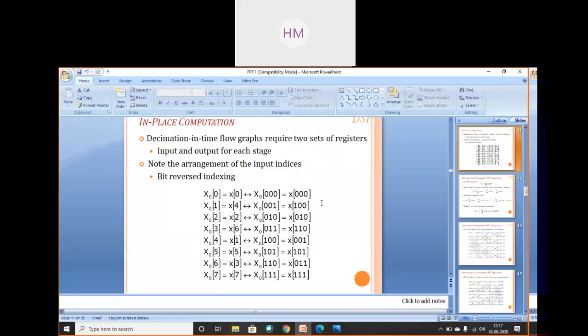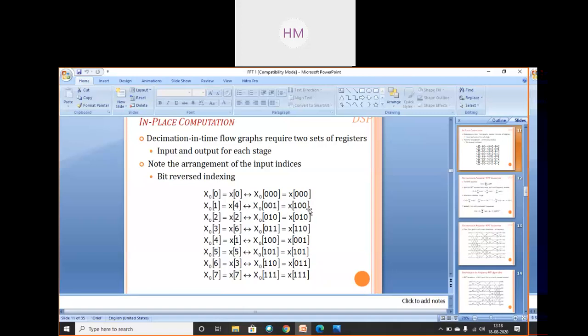Also, you can see the decimation in time flow graph requires two sets of registers, input and output, for each stage. We have 3 stages for N equal to 8, and 2 stages for N equal to 4. Note the arrangement of the input indices: bit reversed indexing. How are we reversing? X0 is the same as x0. x1 is replaced by x4.